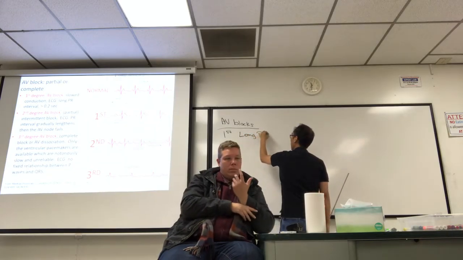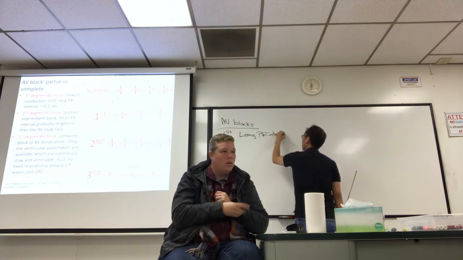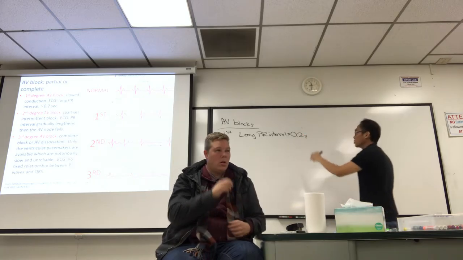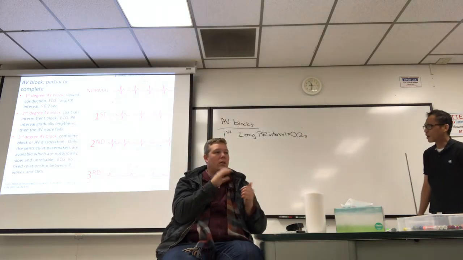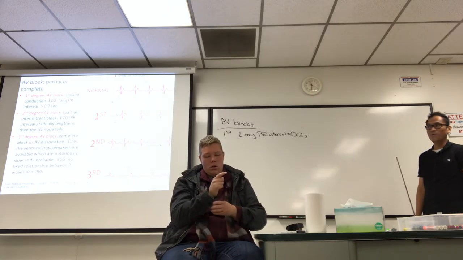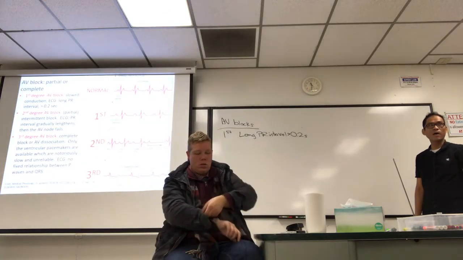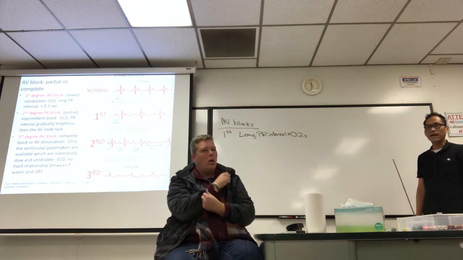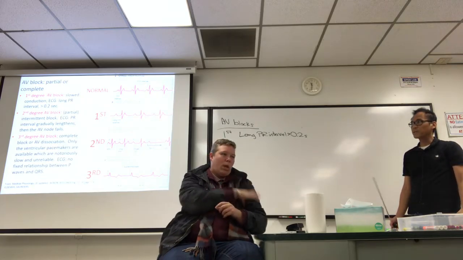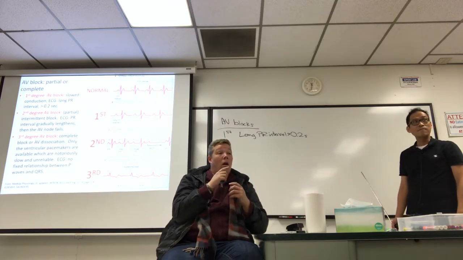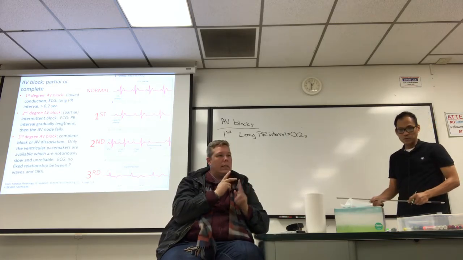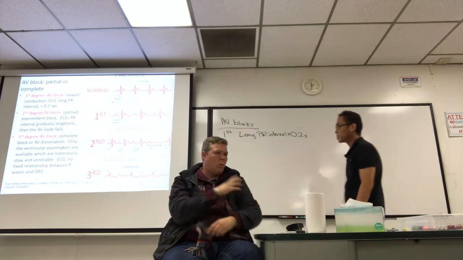Long PR interval, greater than 0.2 seconds. Should be about 0.1, but if it's greater than 0.2, that's considered first degree heart block. Probably not a clinical problem. The signal has no problem getting down there. You probably have enough cardiac output to keep your blood pressure. I mean, as long as the ventricles can contract enough to keep cardiac output enough to keep blood pressure up, well, you usually don't worry about it too much. It doesn't mean you shouldn't go see the doctor.